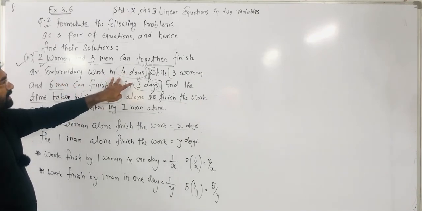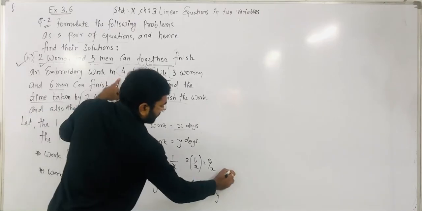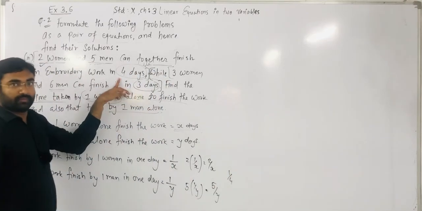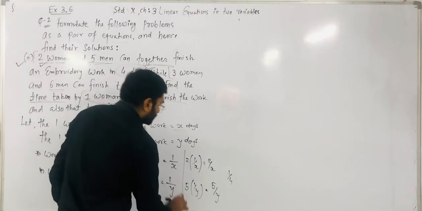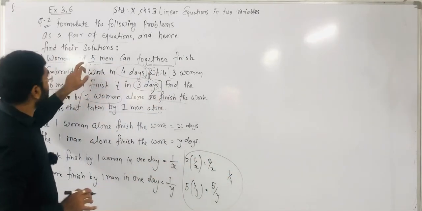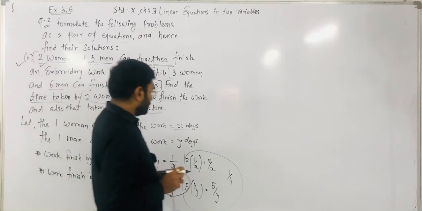We have to consider it as 1 day's work. So we get the 1 by 4th part of the total work. Right? So that situation, for the first condition, we have to write in an equation form.